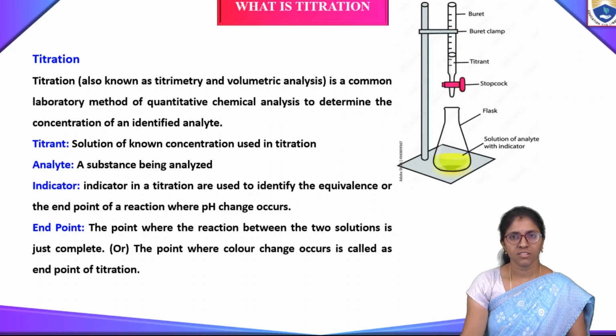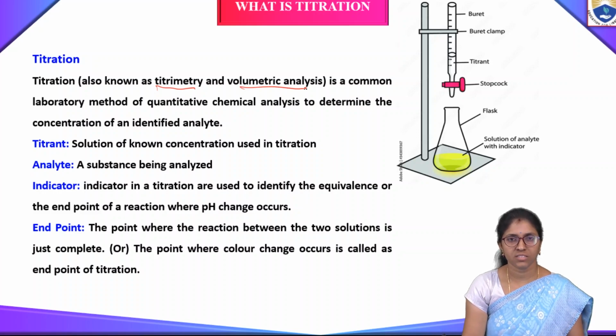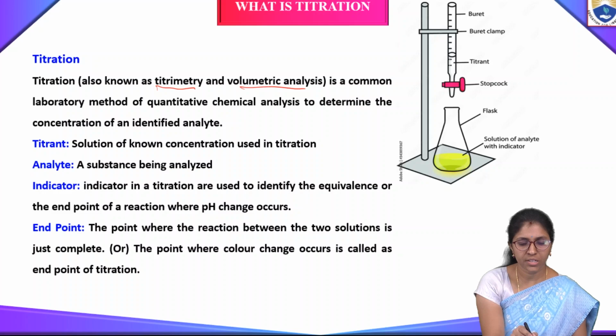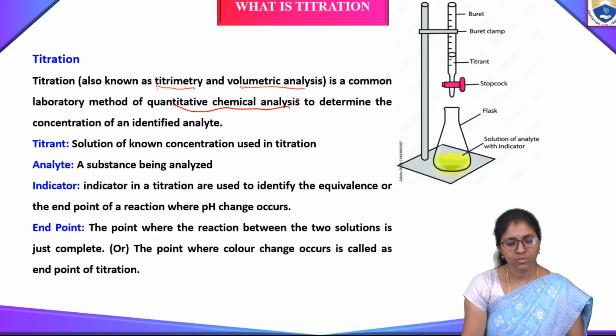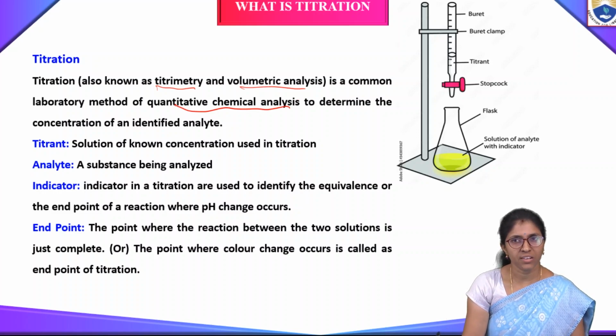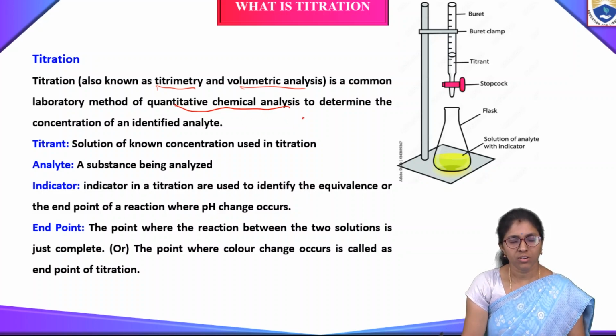Titration is also known as titrimetry and volumetric analysis. It is a common laboratory method used for quantitative chemical analysis to determine the concentration of an identified analyte. By using titration, we can measure the unknown concentration of a solution by using a solution of known concentration.